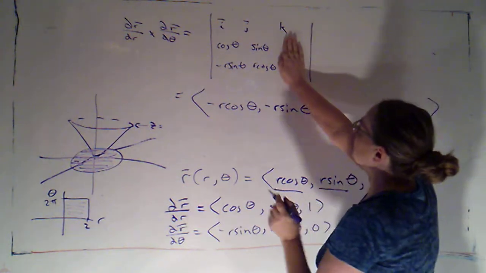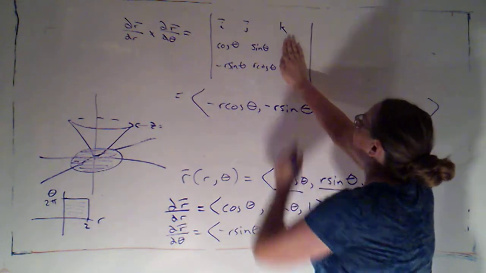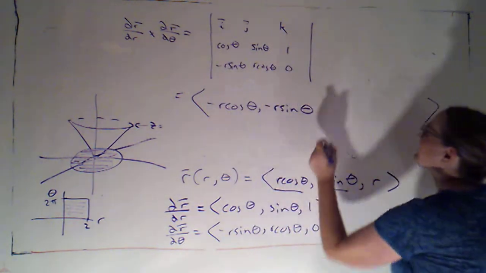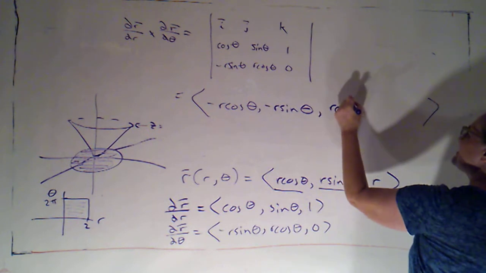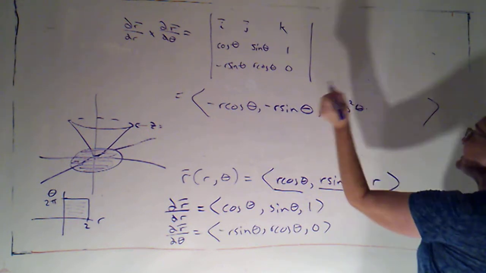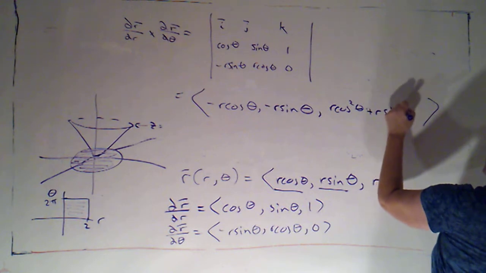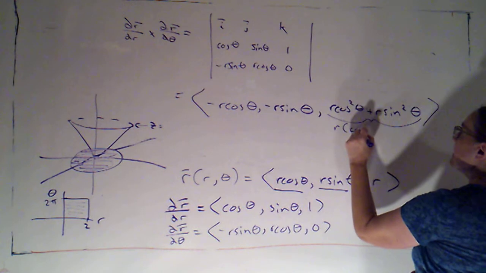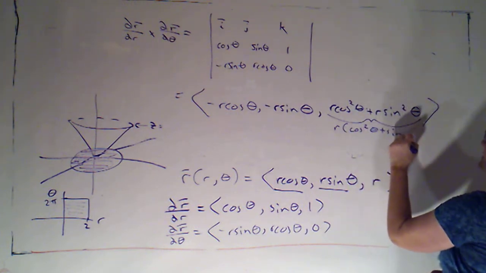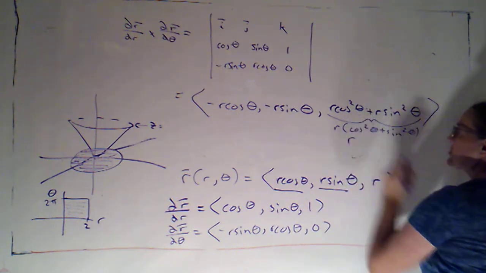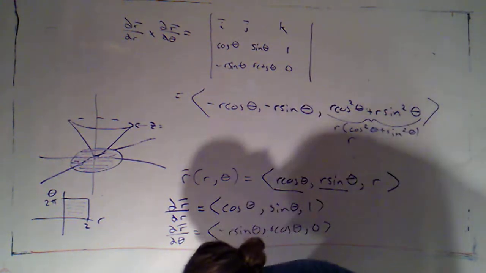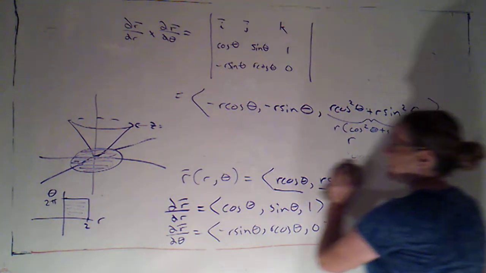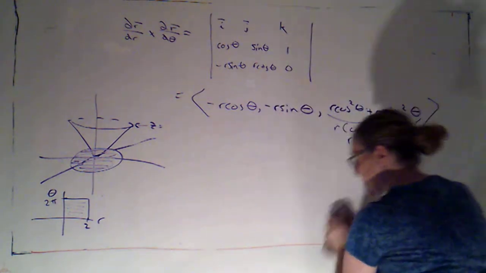I'm sorry, for the k's, my bad, I'm looking at this 2 by 2 determinant, okay? So that's going to be r cosine squared theta minus a negative, so plus r sine squared theta. Now, notice that that's just r times cosine squared theta plus sine squared theta, so that's just r, because cosine squared theta plus sine squared theta is just going to be 1. Okay, so that's my cross product.